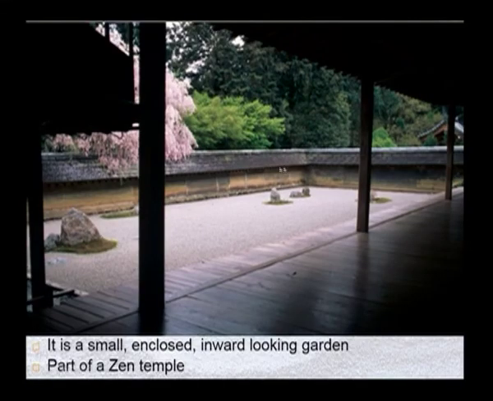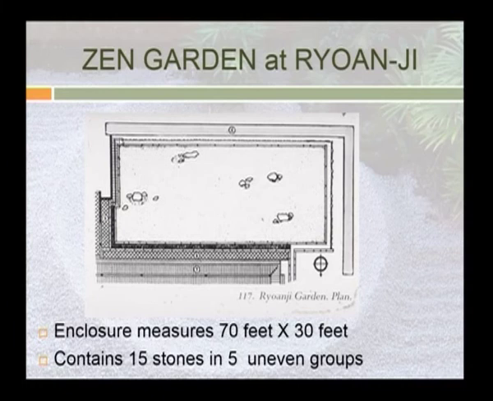Here is a view of the Ryoanji temple garden. It is a small, enclosed, inward-looking garden. It is part of a Zen temple. It is approached and viewed from the veranda of the temple. The enclosure measures 70 feet by 30 feet.